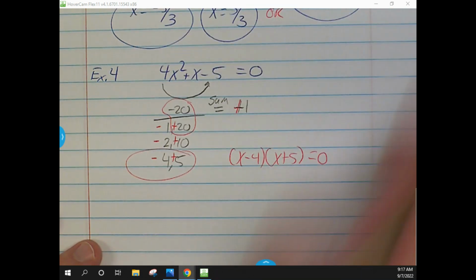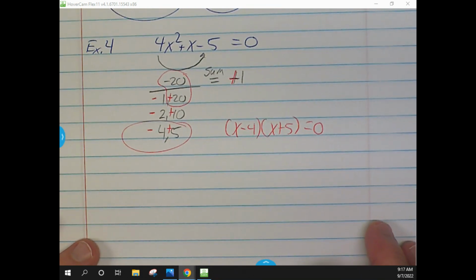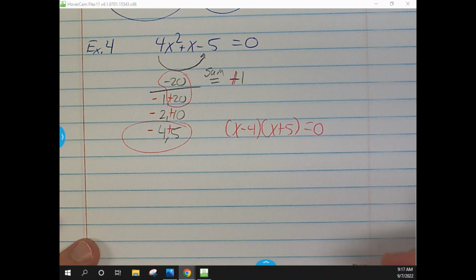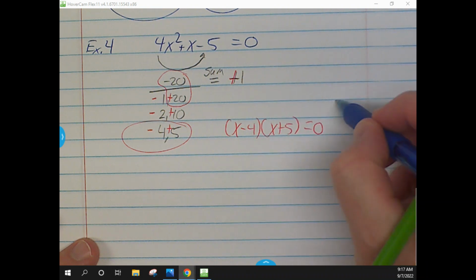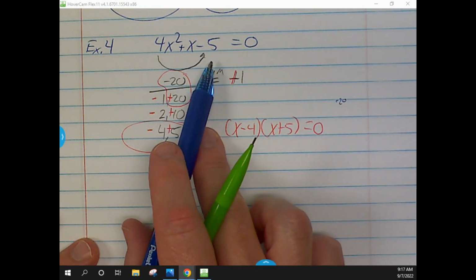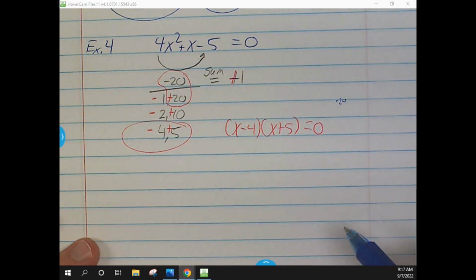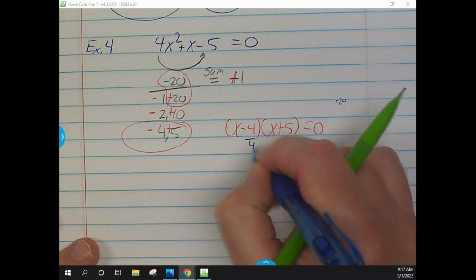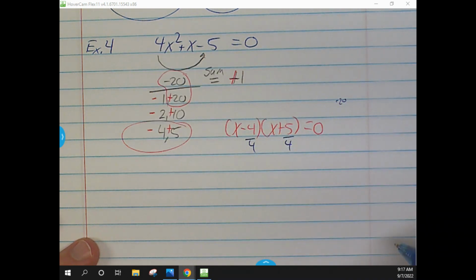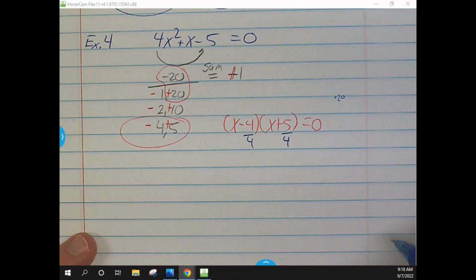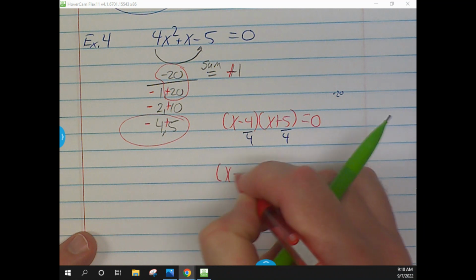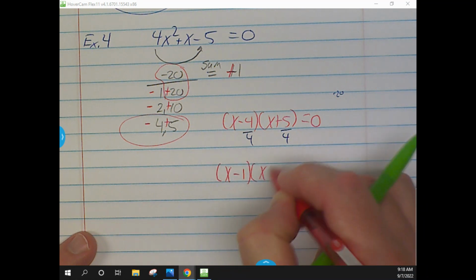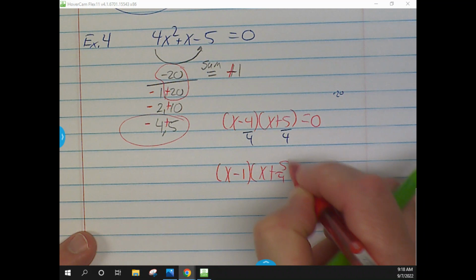Again, the big thing when we're doing the AC method is once you get here, remember that you're not done. That's only the halfway point. Because if you just multiply the last 2 numbers, negative 4 times 5, that's negative 20. This number's got to be a 5 if we multiply the last 2 numbers. So it's too big, so we got to divide everything by 4. So that's x minus 1, x plus 5/4.